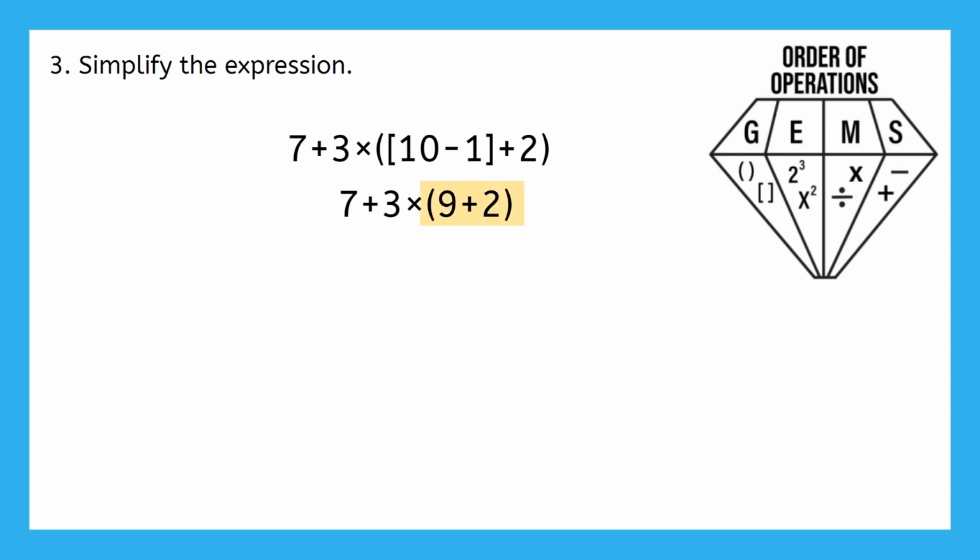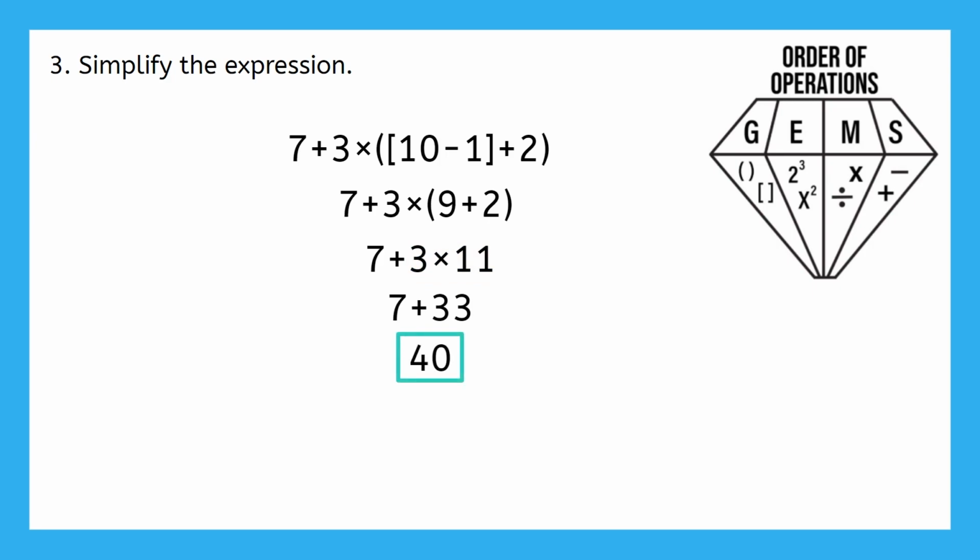Remaining inside the parentheses is 9 plus 2, equals 11. Bring down the rest, and we're left with 7 plus 3 times 11. According to GEMS, multiplication should be performed before addition. 3 times 11 equals 33. 7 plus 33 equals 40.